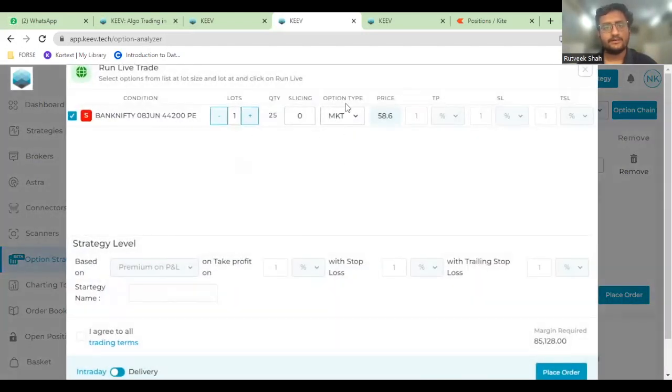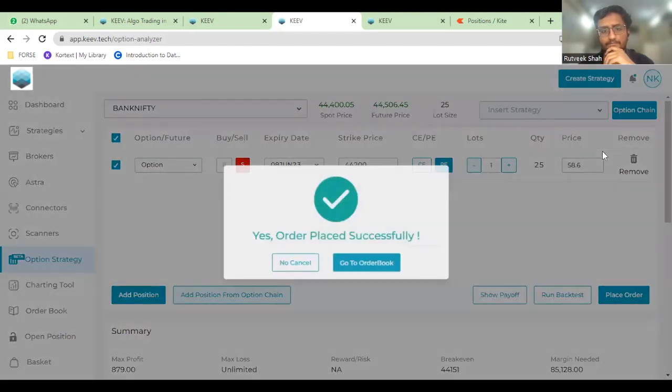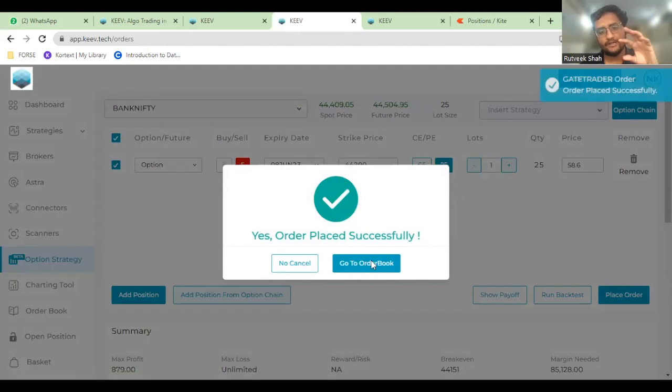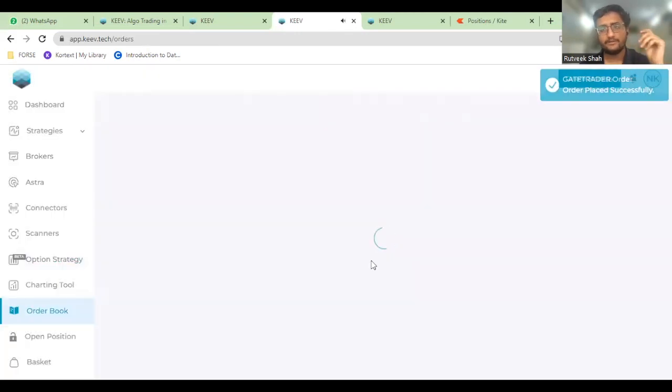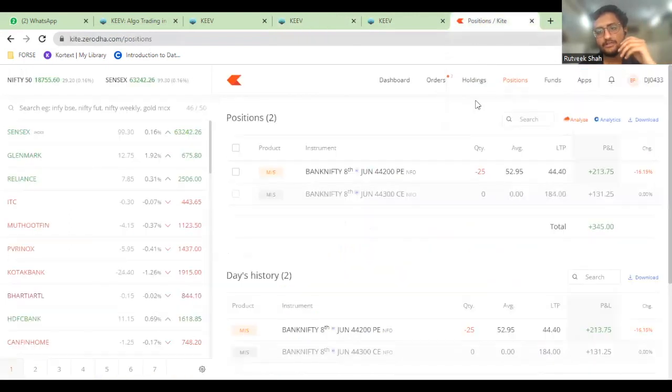I selected the order type as market rather than limit because I want the order to be executed quickly based on the strategy level, and I want this position to be intraday. So I'll just quickly place the order. We can check the order from our order book to find out exactly at what price we have executed this trade. You see that the sell order today at 10:02 was executed at 52.95. We can cross check it with the broker as well.